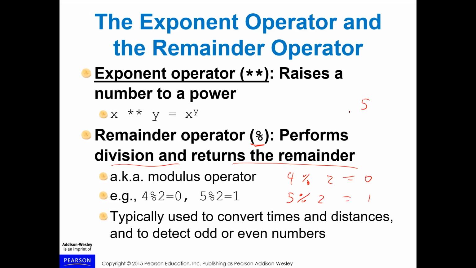So that's like this, right? 2 times 2 is 4, and 1 is left over. So this one is that one. That's your remainder. And so that is the modulus operation. This is typically used to convert times and distances or to detect odd and even numbers. So it's got a lot of very useful applications.